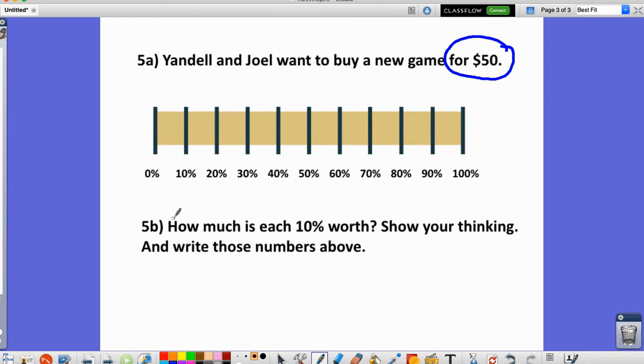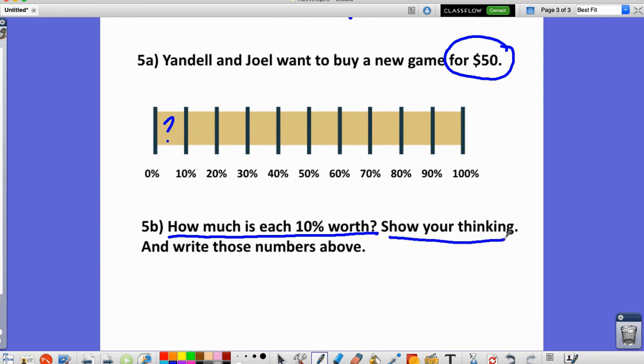But if we go to 5B, it says, how much is each 10% worth? So why don't you go ahead and underline that question, because we need to figure out how much is 10%. So they're asking this, how much money is this piece right here? That's like a question mark right there. Okay, how much is that, and how do we figure it out? Let me go ahead and move a few things here. Let me erase that, okay? But we need to figure this out. How much money in dollars, okay?